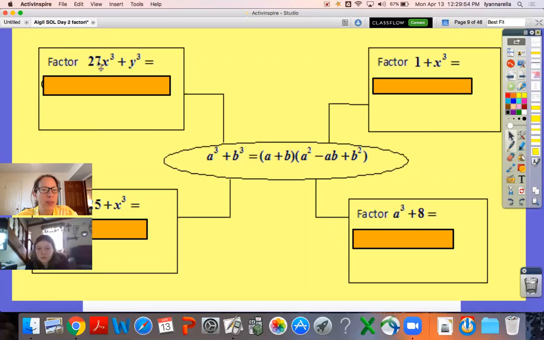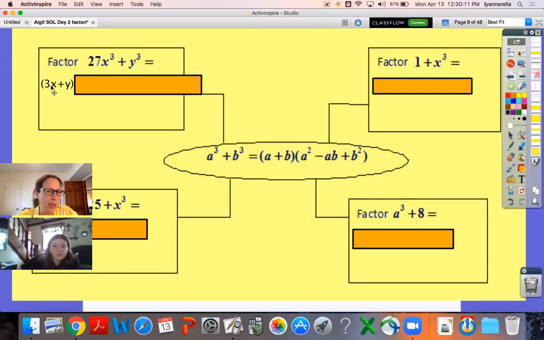So for this one, what's the cubed root of 27x cubed? Do you know that off the top of your head? 3. Wait. Yeah, 3x. And what's the cubed root of y cubed? Y. And now that you know your A and your B, I wouldn't even look back up here. This part just confuses me after I get to this part.